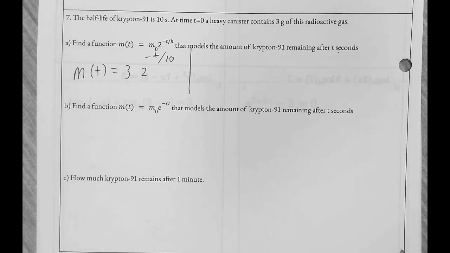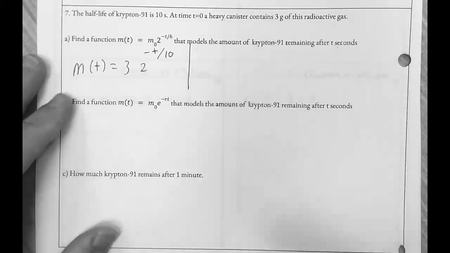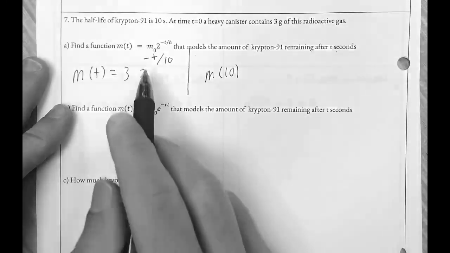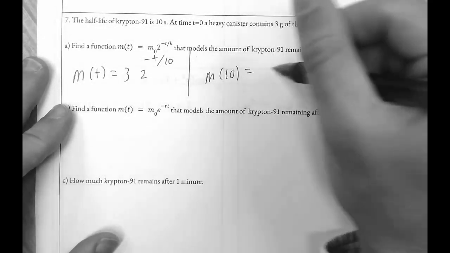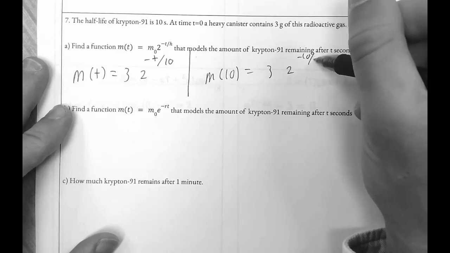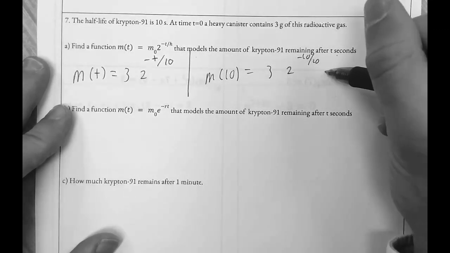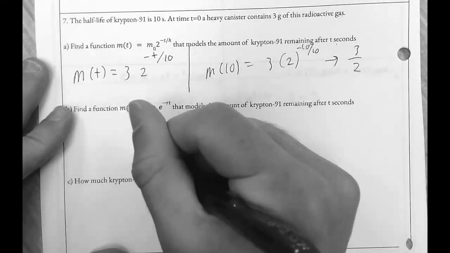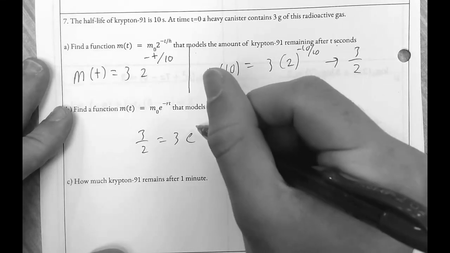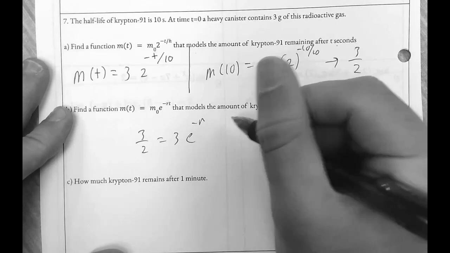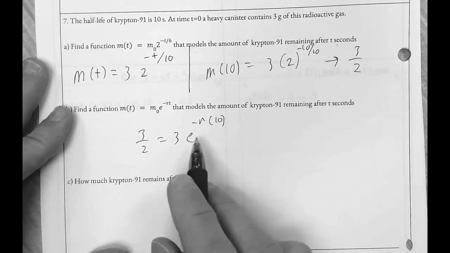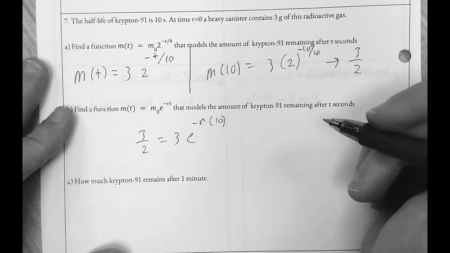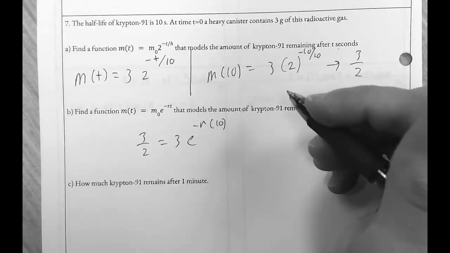Okay, so for b, to convert it into this form, we need a point from the original. You can choose any point you want, but 10 is nice just because it's going to put a 10 in there. So m of 10 equals 3 times 2 to the negative 10 over 10, which is just negative 1. So this just equals 3 over 2. Then we're going to say that 3 over 2 equals 3e to the negative r times 10. So I'm plugging in that y value and x value into this, my output and my input. Then we're going to solve for r. So we're going to divide both sides by 3.